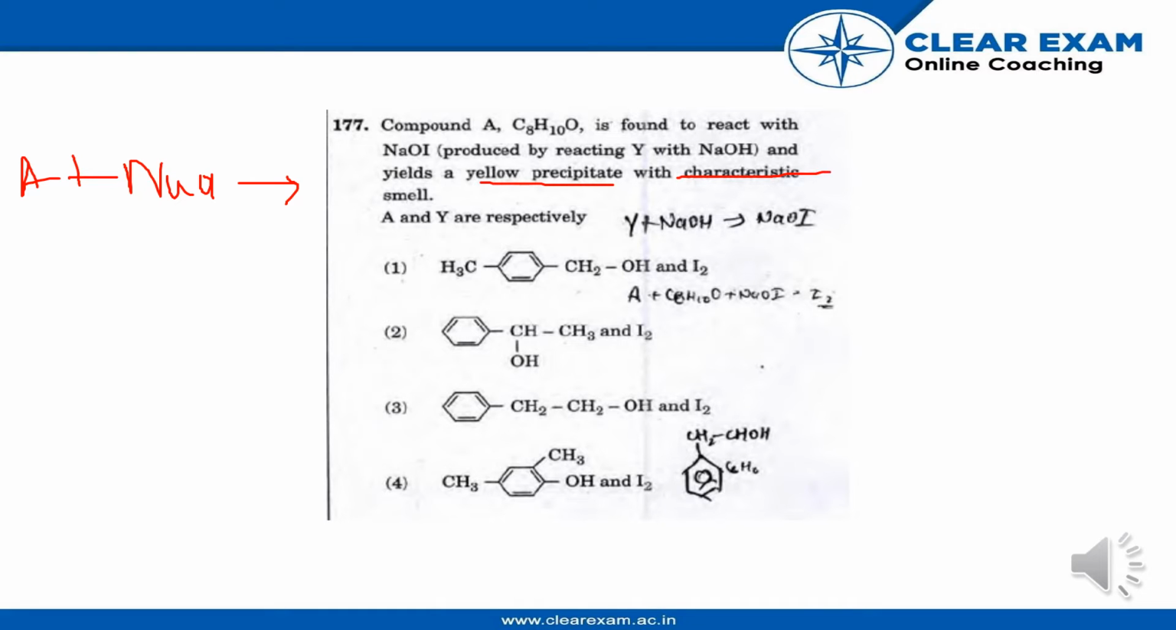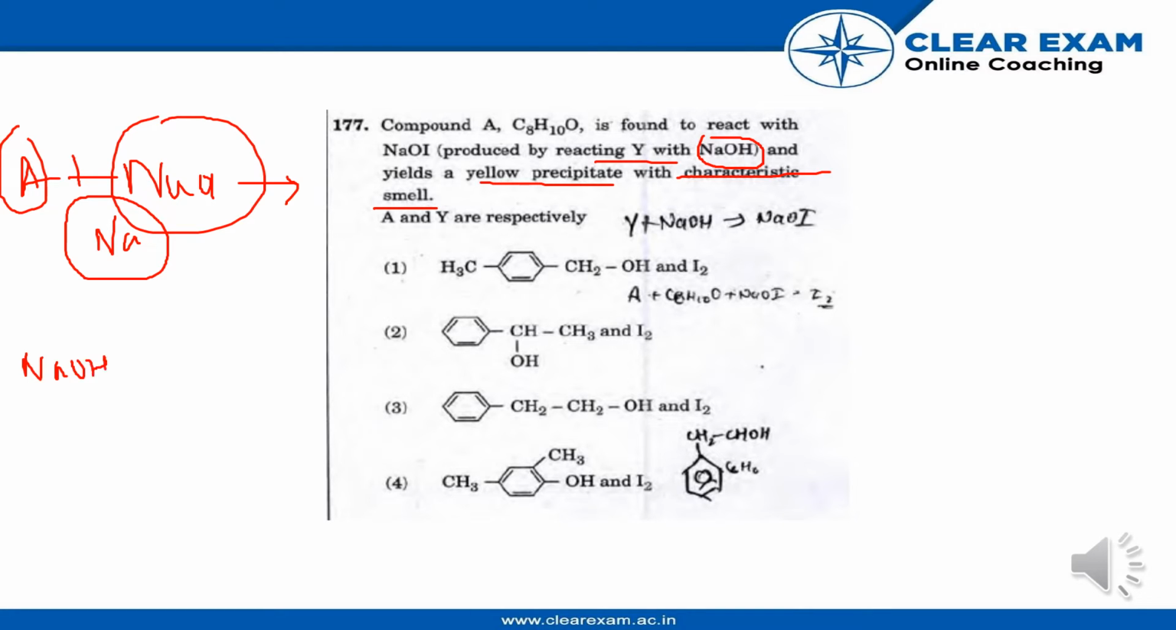So if we try to recall what could be a yellow precipitate with a characteristic smell, that is a property of iodoform. We need to find the substance A, and we need to find the substance Y, which is combined with NaOH to produce NaOI.